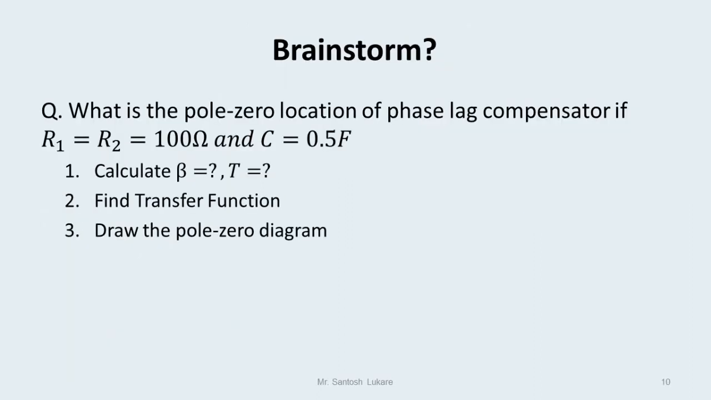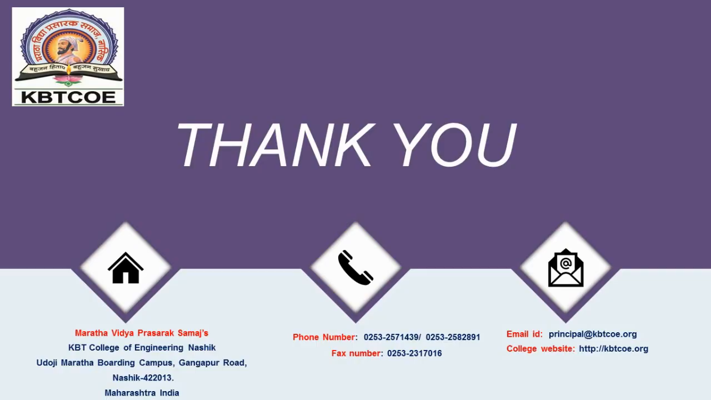So this is a brainstorm question for you. If the values of resistors R1, R2 and the capacitor C are as mentioned here, that is R1, R2 equal to 100 ohm and the capacitor C equal to 0.5 farad, then you can calculate the time constant of the phase lag network and the attenuation factor beta. Also, once you know these first calculations, that is beta and capital T, you can easily write down the equation in terms of the transfer function, and you have to draw the pole zero diagram for the given lag compensator. So these are a few references, and thank you for watching.